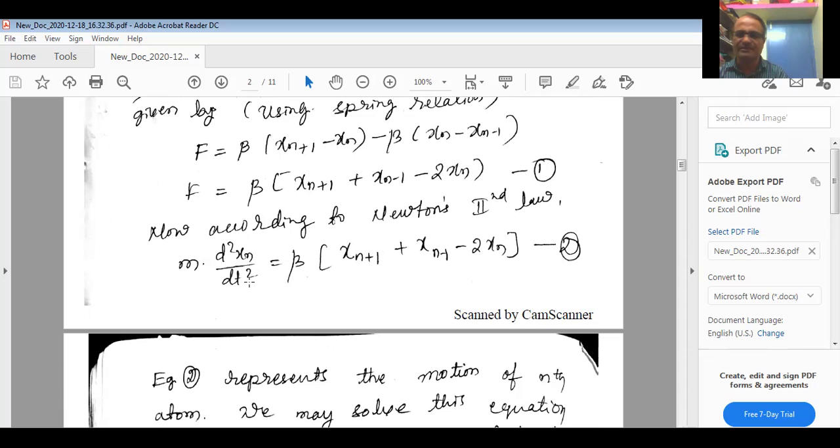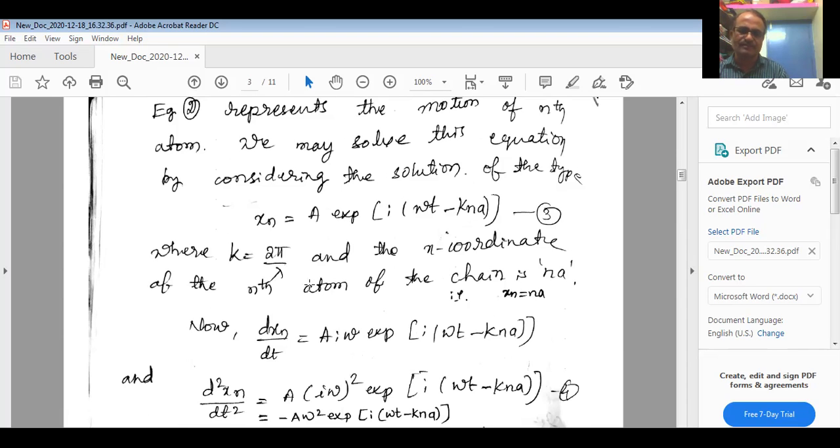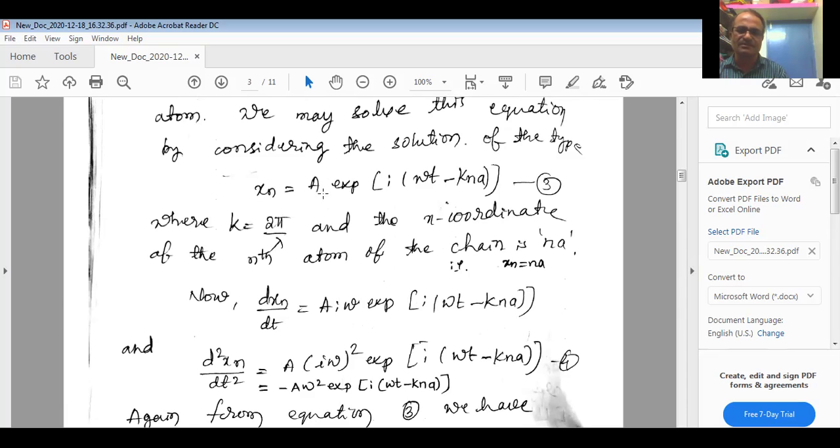Newton's second law, F is equal to ma. Use that. So the LHS of this equation 1 can be written as m into d square x_n divided by dt square is equal to this RHS, beta into this much. So this equation 2 represents the motion of the nth atom. We may solve this equation by considering a solution of this type: x_n is equal to A into exponential of i into the bracket (omega t minus kna).